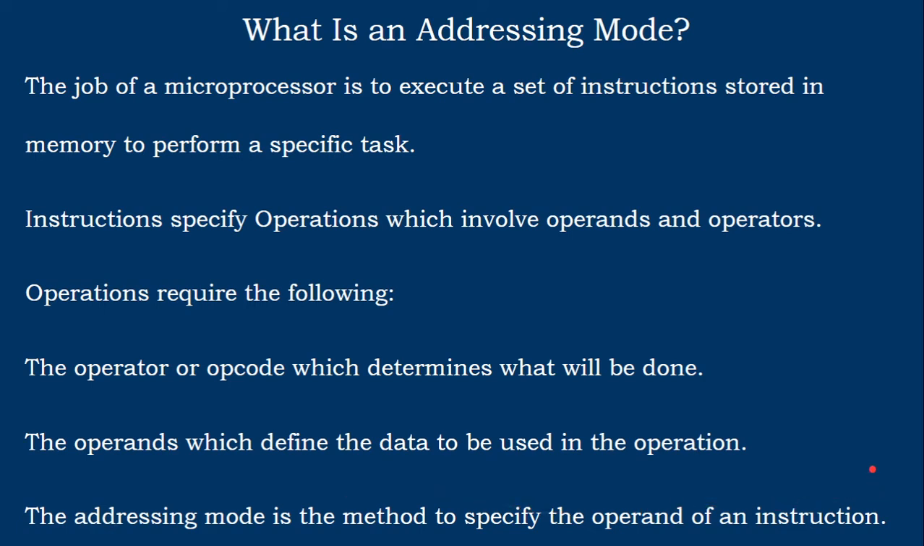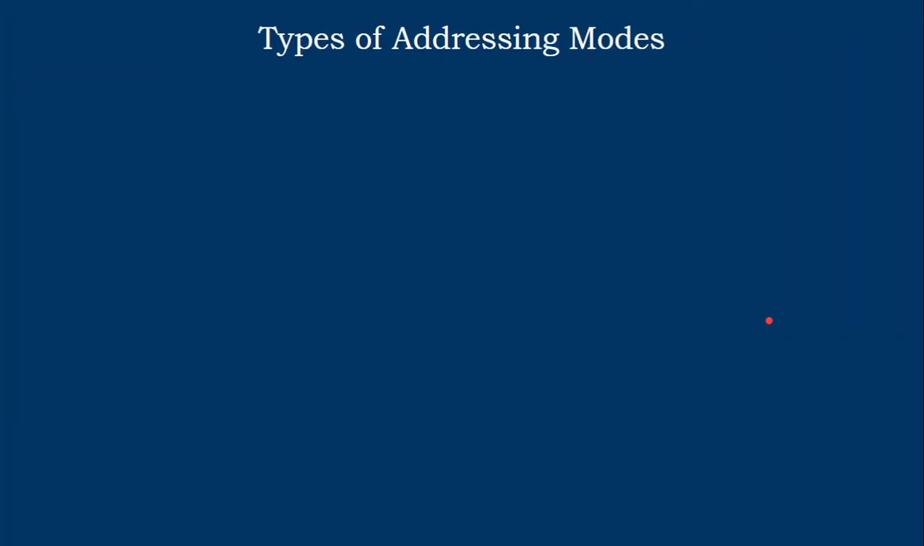In order to perform the operation, the instructions are given. The instruction needs some operands to perform, and those operands are accessed using the addressing modes. Let us see the different types of addressing modes. The first one is the immediate.